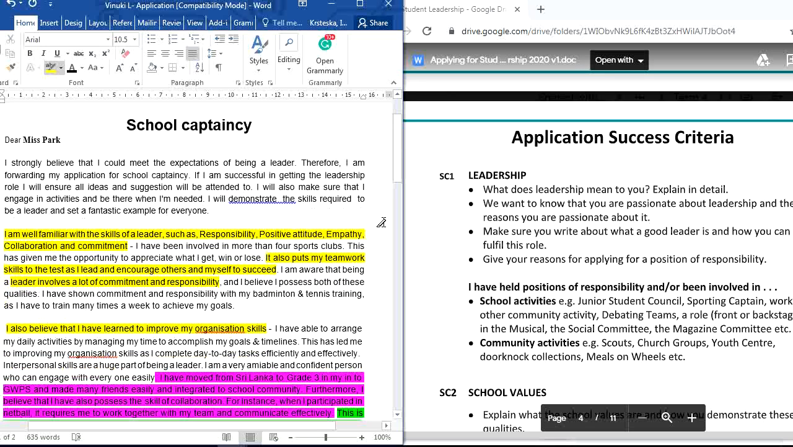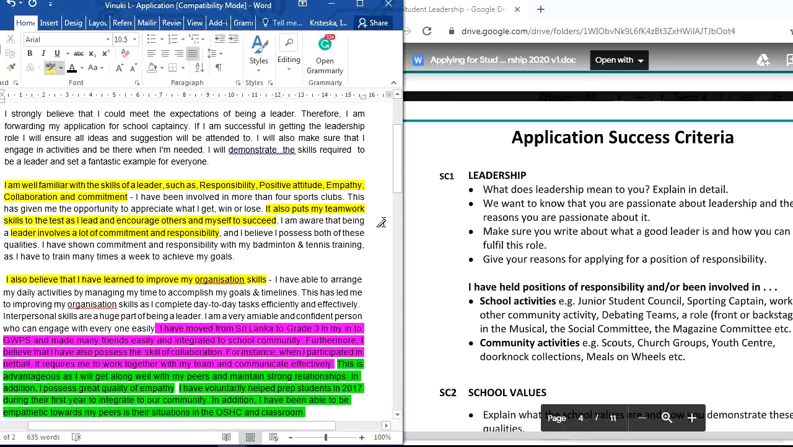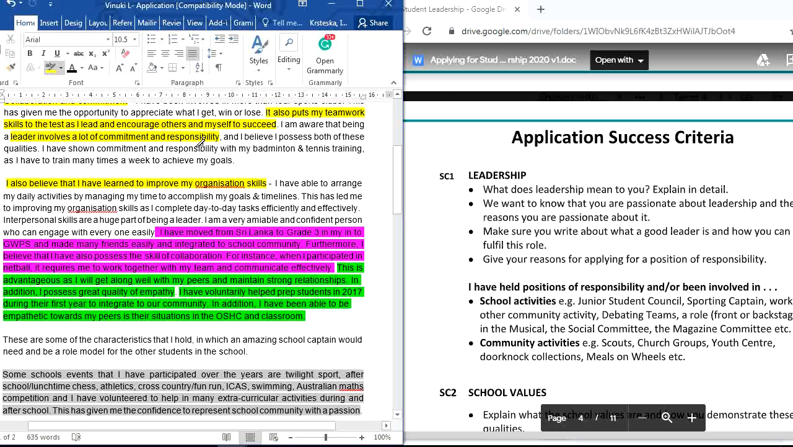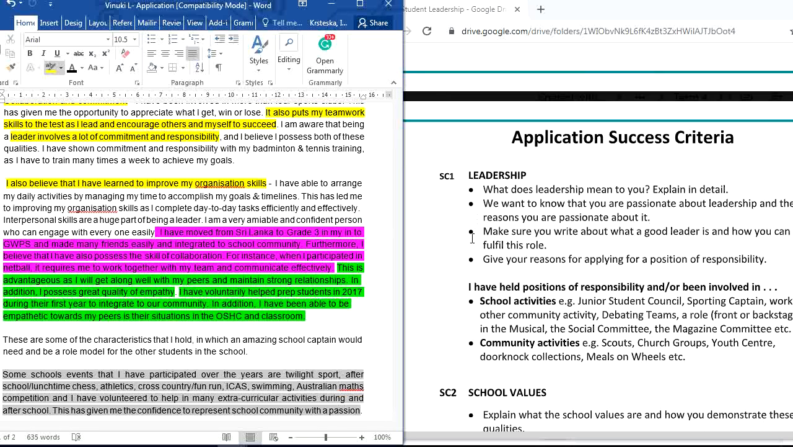In this particular application, the student has a very general opening, which is absolutely fine. And in the first paragraph, they start to talk about leadership and what it means to them. So responsibility, positive attitude, empathy, collaboration, commitment. Then they talk about teamwork, and again, commitment and responsibility, and being very organized. So this is a way this particular applicant has addressed the leadership part of the success criteria.